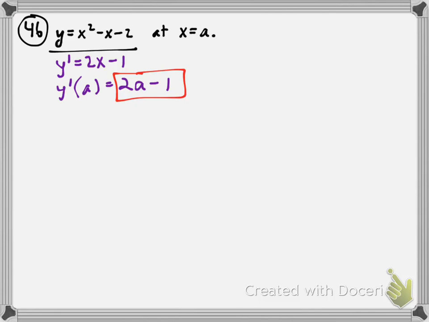That's it. The derivative is the slope of the curve at a point. That's always what the derivative is, in terms of finding the slope of a curve. So the slope of the curve when x equals a is 2a minus 1.